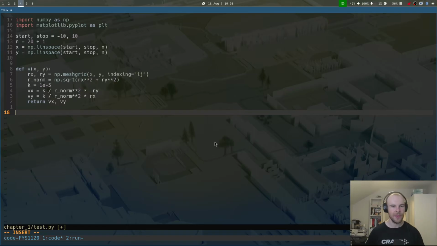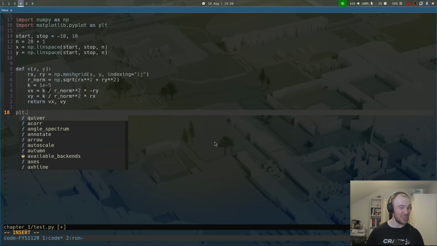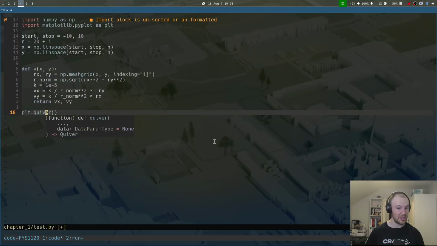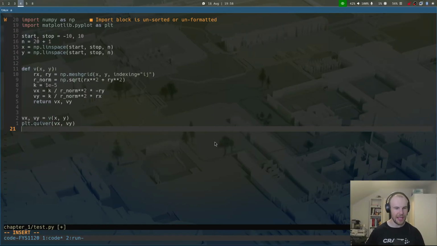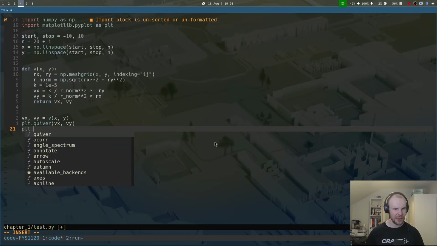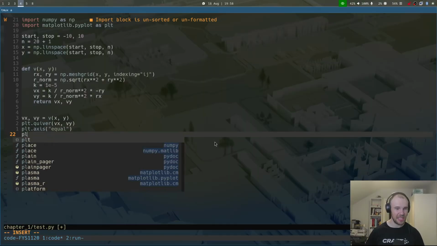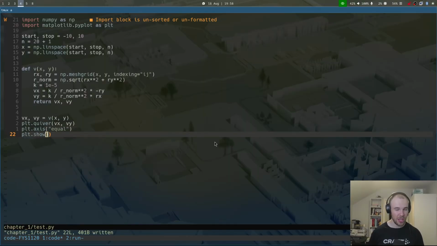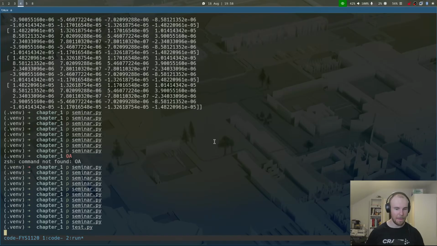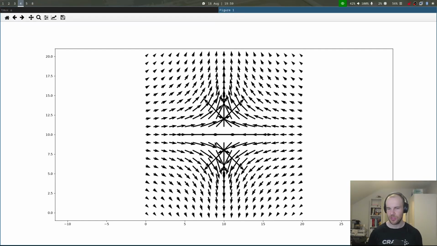That should work. Now I could do plt.quiver, and what would quiver need? The data, and data is vx, vy. Ooh, I need vx, vy is equal to v and x and y. Yes, plt.axis equal, and then plt.show. Yeah, that should work. That was pretty bad. But why didn't that work?